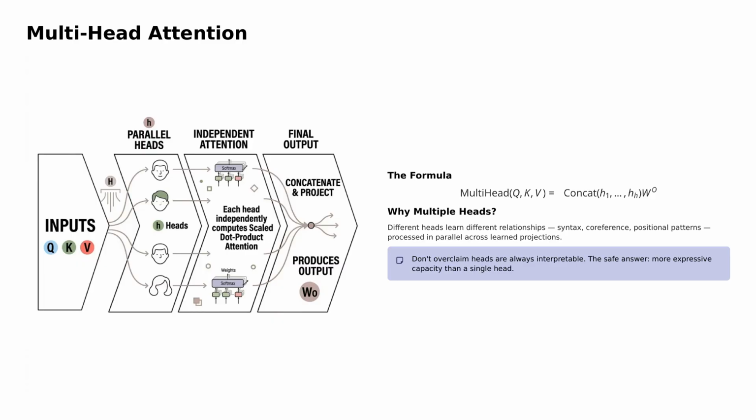Multi-head attention means the model runs several attention operations in parallel, each with its own learned projections. That lets different heads focus on different kinds of relationships, like syntax, coreference, or positional patterns. The key idea isn't that every head is always cleanly interpretable. More safely, multiple heads give the model more expressive capacity than a single attention head, helping it capture a wider range of patterns at the same time.